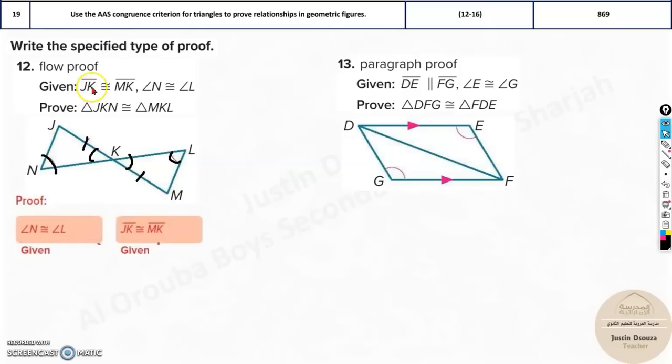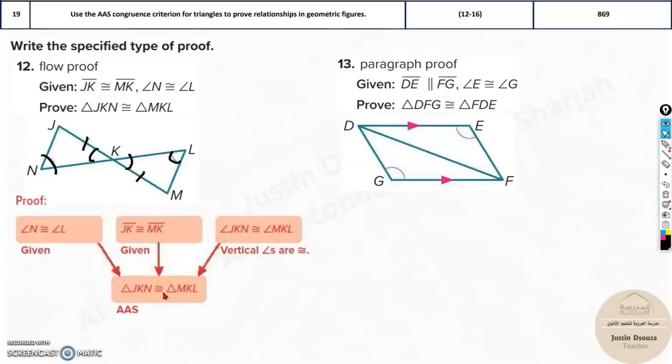So given, let's write given. Angle N and angle L are given to be congruent. JK and MK. And then we write JKN and MKL over here, or LKM. It's the same thing, are congruent because they are vertical angles. Vertical angles are always congruent. Now we have the angle-angle-side, ASA or AAS postulate. So this is it. Two angles and a side.